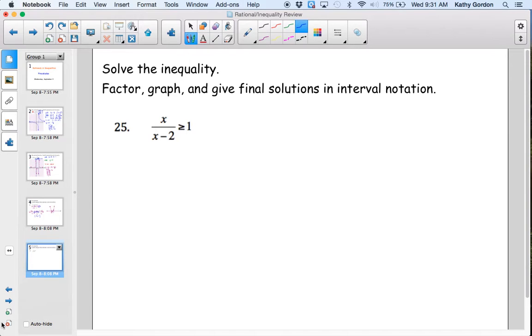Right? When we draw that number line, it represents 0, and that's what we want to compare to. Are we above or below? Are we positive or negative? Okay? So whether it's quadratic, rational, whatever it is, we're always going to want to bring everything over to one side and compare to 0. So that's our first step here, to make it x over x minus 2, and then subtract the 1 and make that greater than or equal to 0.